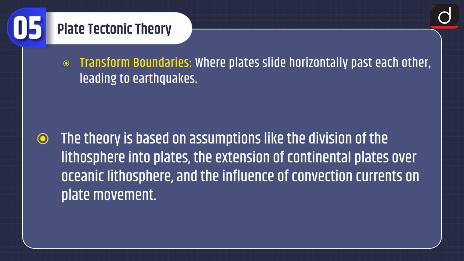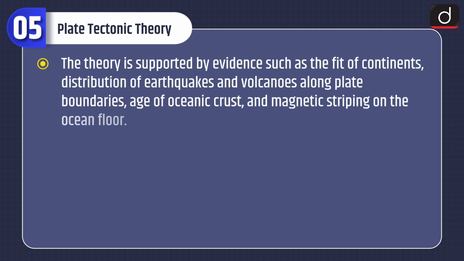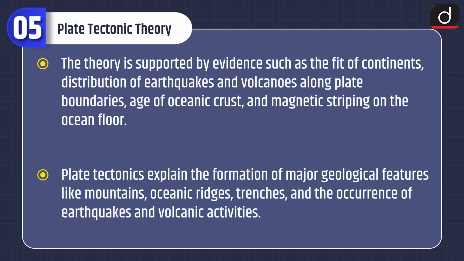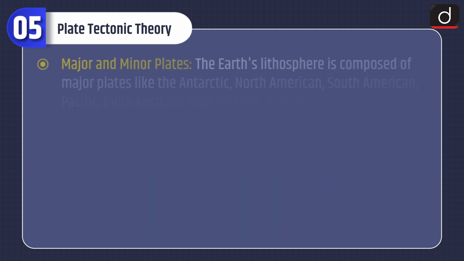The theory is based on assumptions like the division of the lithosphere into plates, the extension of continental plates over oceanic lithosphere, and the influence of convection currents on plate movement. The theory is supported by evidence such as the fit of continents, distribution of earthquakes and volcanoes along plate boundaries, age of oceanic crust, and magnetic striping on the ocean floor. Plate tectonics explains the formation of major geological features like mountains, oceanic ridges, trenches, and the occurrence of earthquakes and volcanic activities.